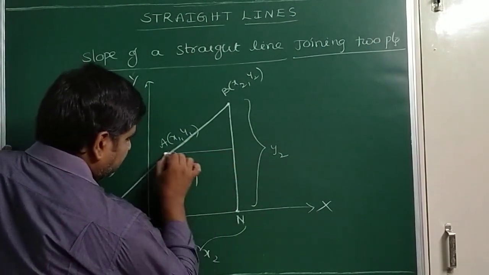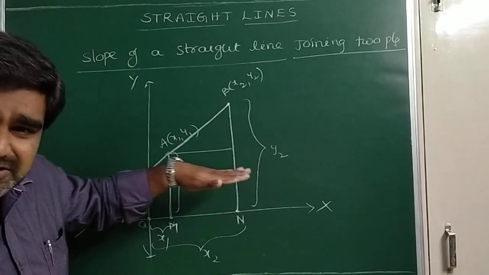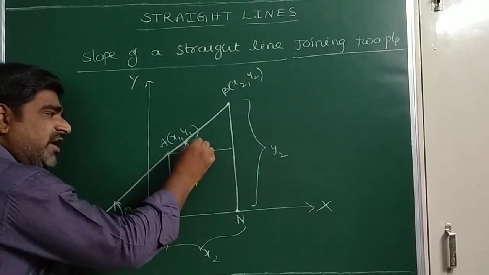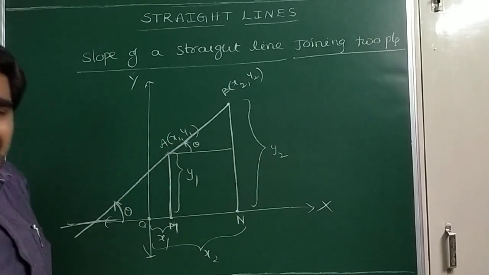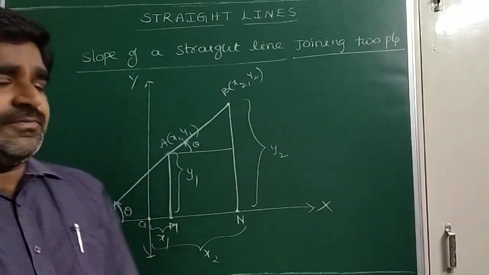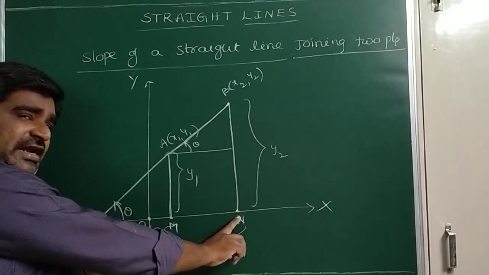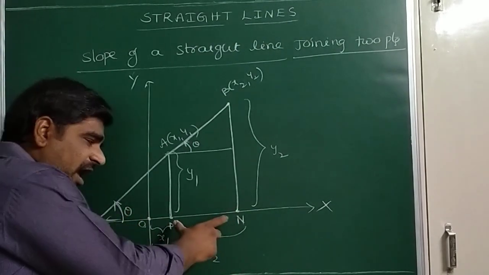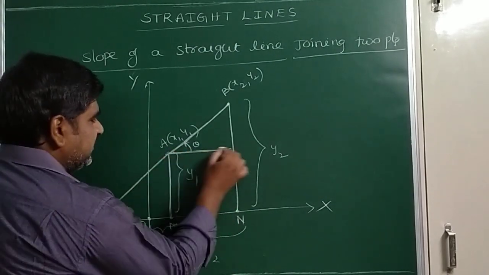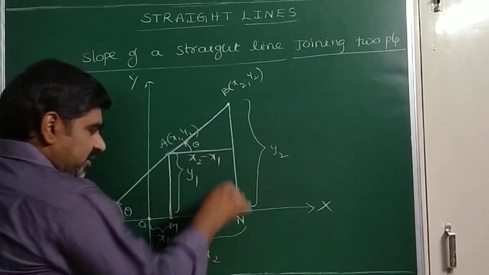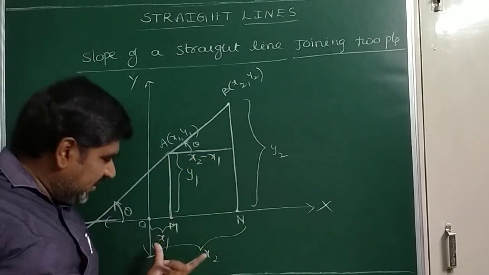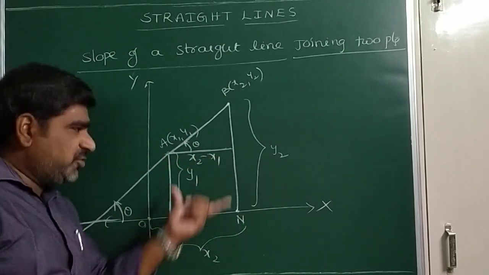Join a line like this parallel to the x-axis. If this angle is theta, then this angle is also equal to theta, because these two lines are parallel. Now the ON distance is x2 and the OM distance is x1. I want MN. This total distance is x2 and this small one is x1, so MN is total minus small, x2 minus x1.